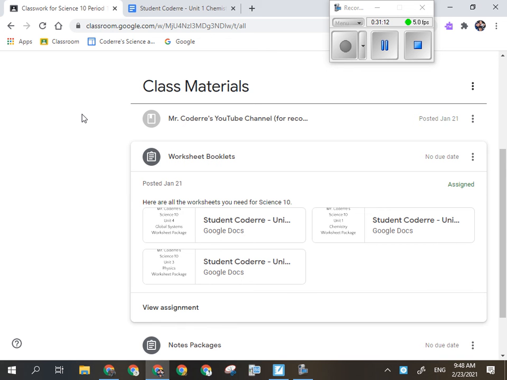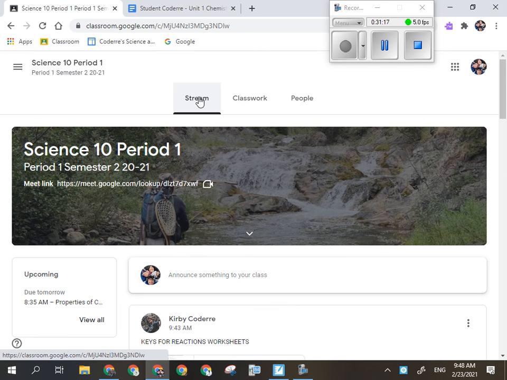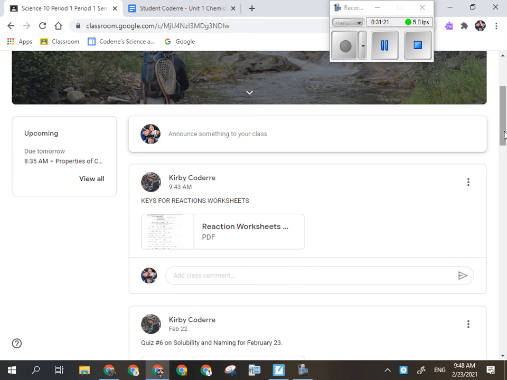Okay, so if we go back to the stream here, keys for reactions worksheets. There's a PDF there. You can check your work as you go. Now, here's my suggestion with using those keys. Do about 3 questions, but don't do more than 3 before you check the key. In fact, if you want to check the key after every question, be my guest. That's what it's there for.